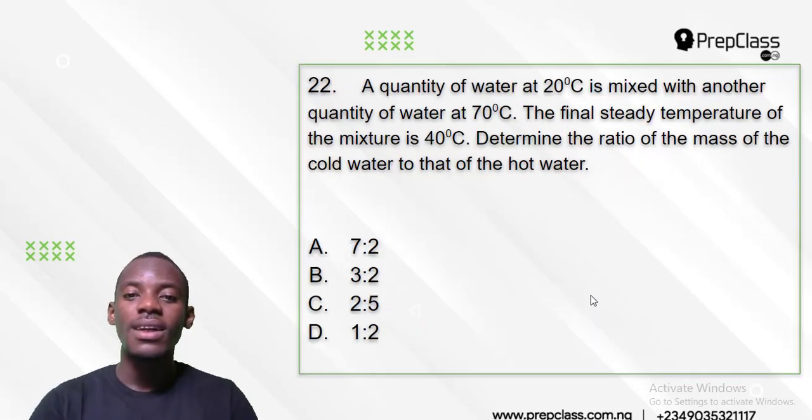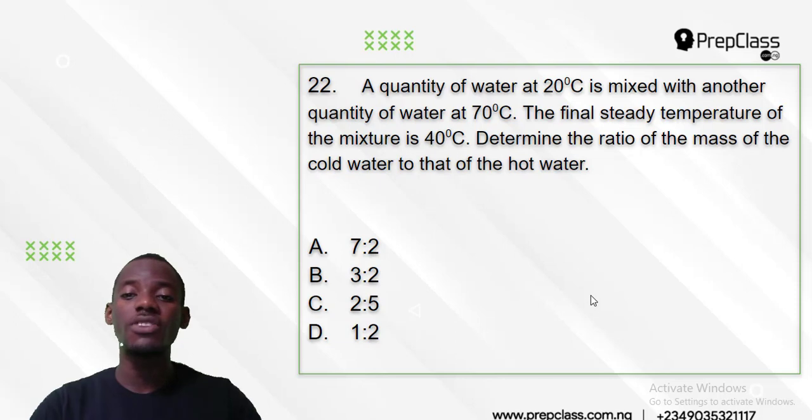Mg sine theta. Now number 22 says a quantity of water at 20 degrees Celsius is mixed with another quantity of water at 70 degrees Celsius. The final steady temperature of the mixture is 40 degrees Celsius. Determine the ratio of the mass of the cold water to that of hot water.